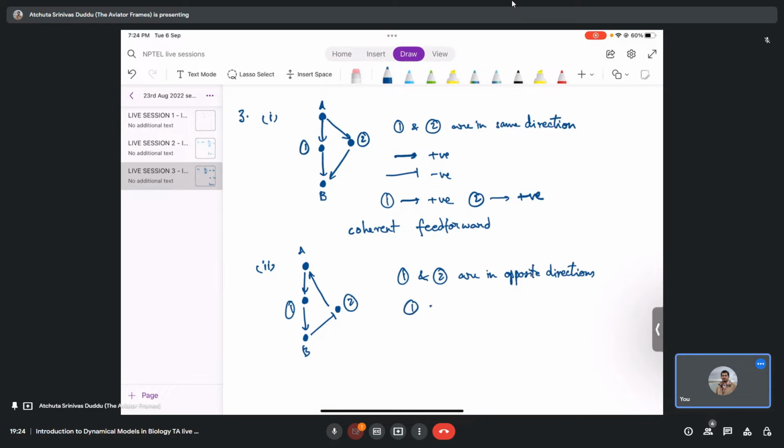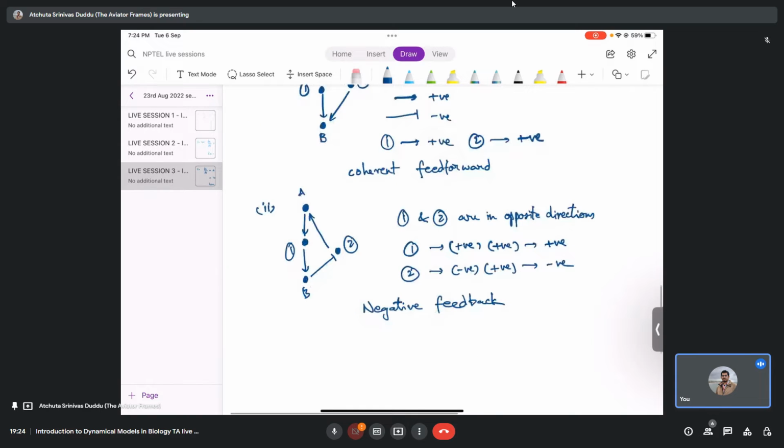and 1 is positive times positive, which is positive. 2 is negative times positive, which is negative. So we have essentially a negative feedback motif. Since 1 and 2 are in opposite directions, it's a feedback, and the signs are opposite, which implies it's a negative feedback loop.